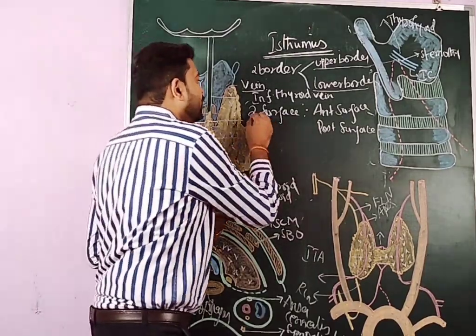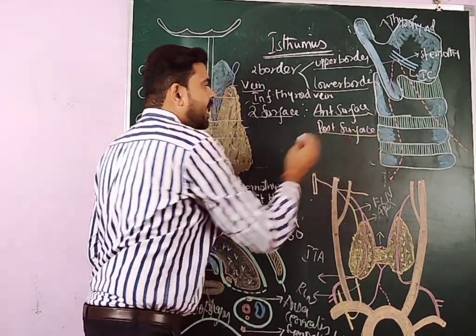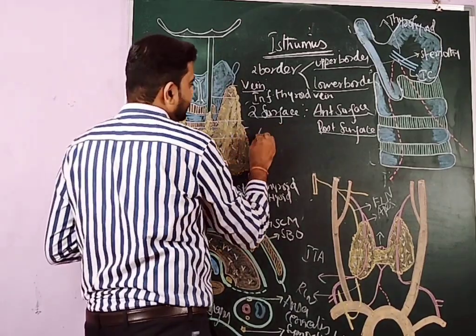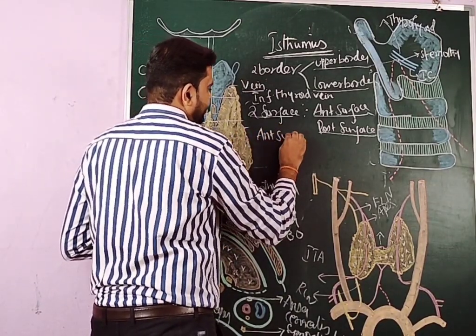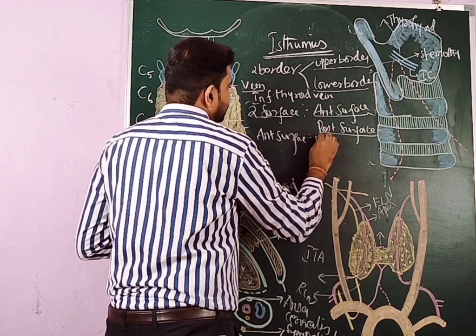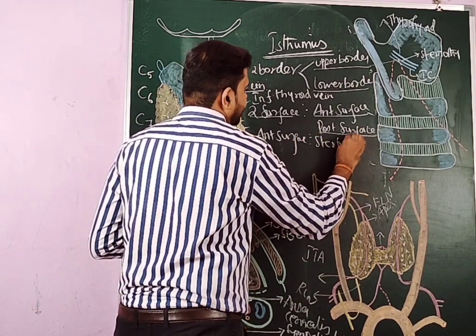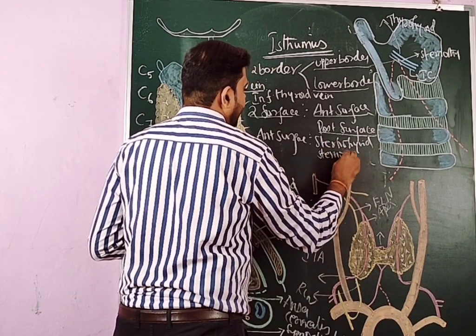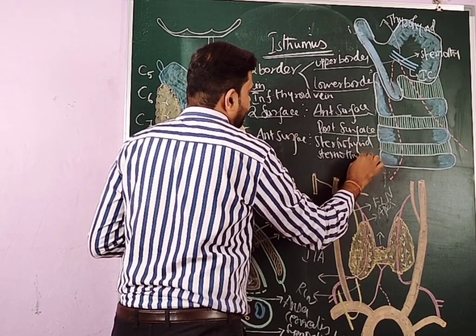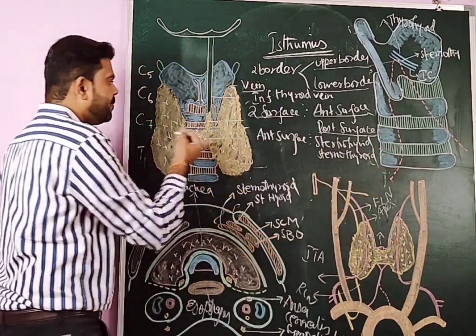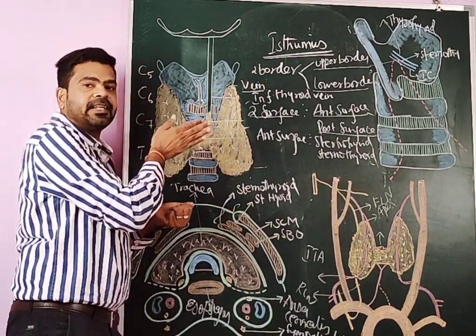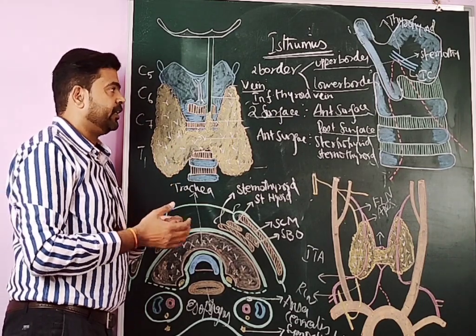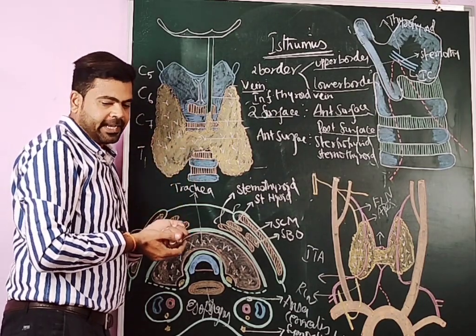Then we have two surfaces, anterior surface and posterior surface. The anterior surface is related to two strap muscles, sternohyoid and sternothyroid muscles. We already mentioned the posterior surface rests on the trachea at the level of the second, third and fourth tracheal rings. So this is about the relations of isthmus.